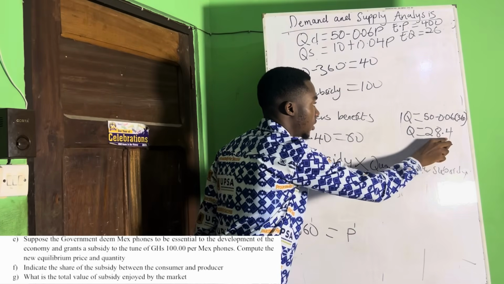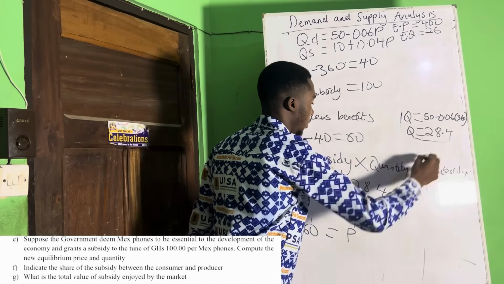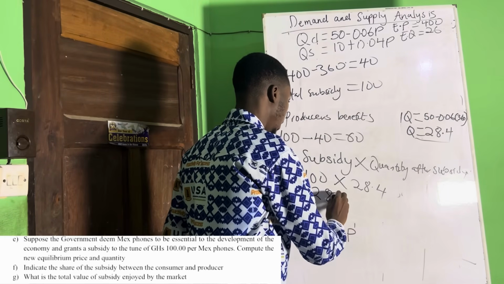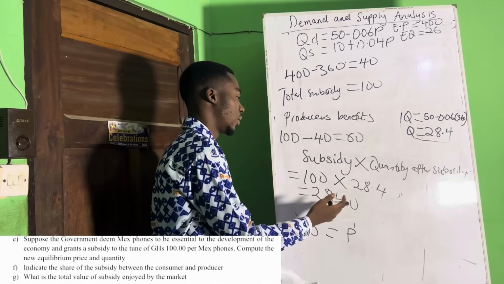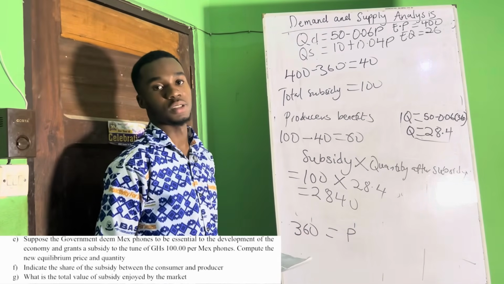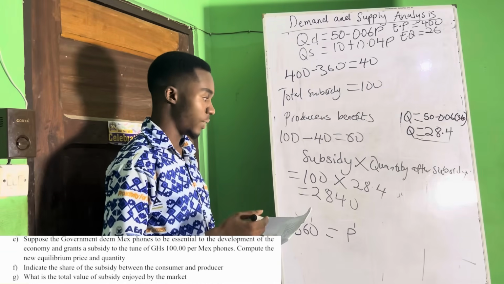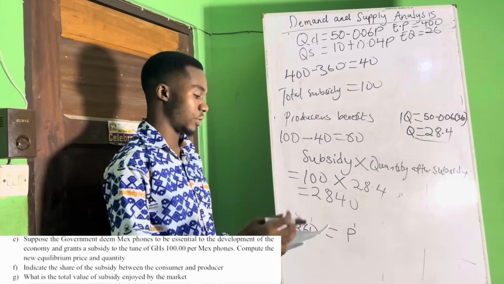After the subsidy, what quantity did we get? We got 28.4. That's the one here. So we can punch this on the calculator. When you punch this on the calculator, if you get 2,840, it means that the producers have made 2,840 when the subsidy was introduced. So that's for the question. The total value of subsidy enjoyed by the market is 2,840. All right, so we are done with the question.